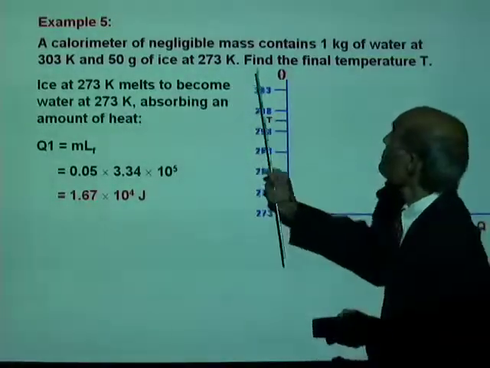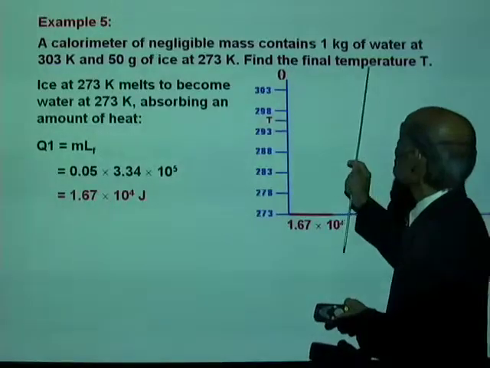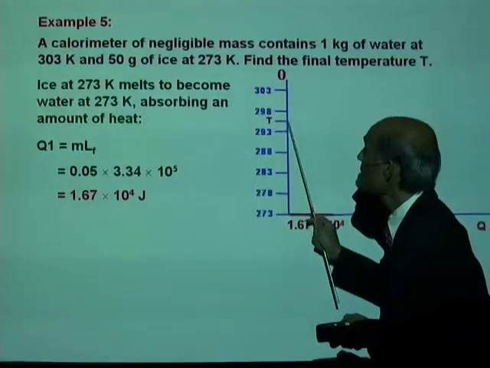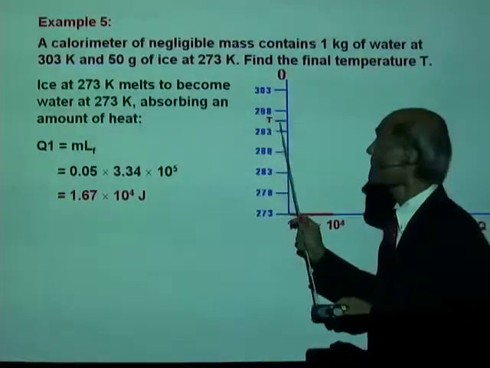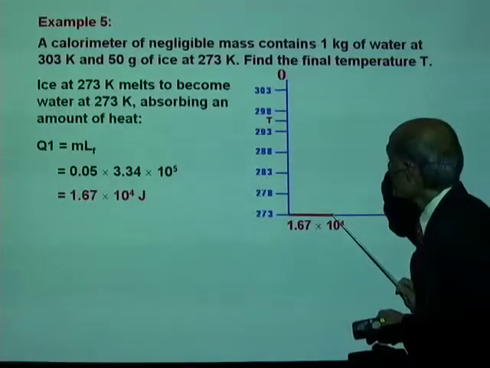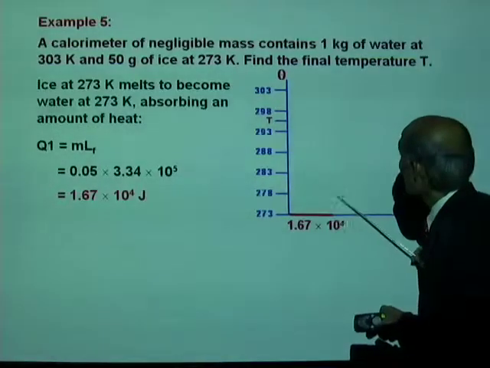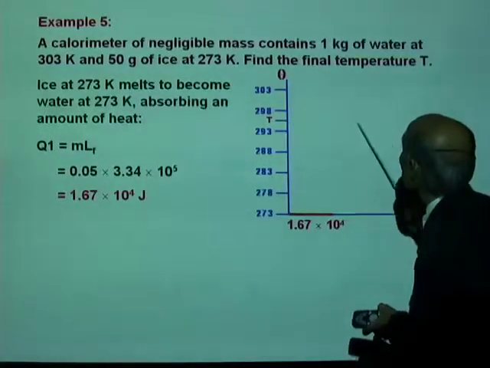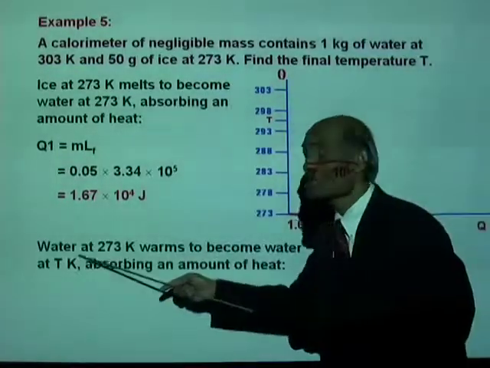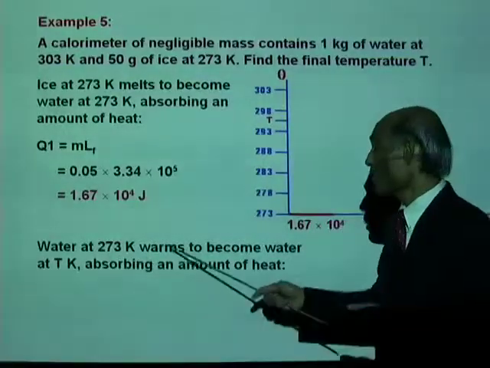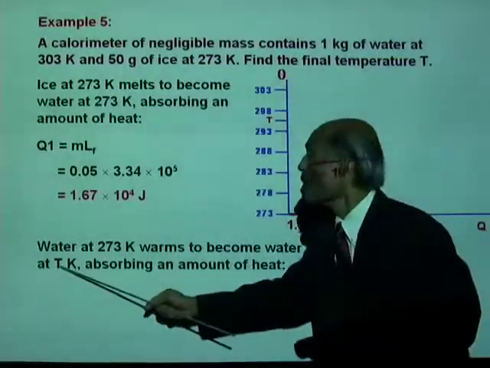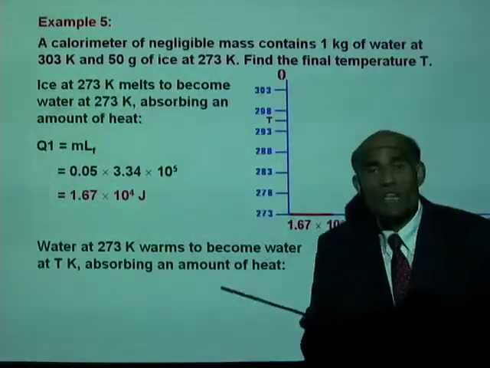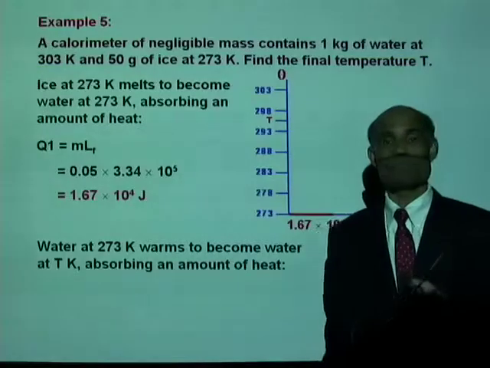Let us say, what are we supposed to find? Find the final temperature, uppercase T. So let us say that the uppercase T is somewhere here. That means this water at 273 Kelvin will now rise its temperature to this T Kelvin. So water at 273 Kelvin warms to become water at T Kelvin. What is the amount of heat absorbed during that time?